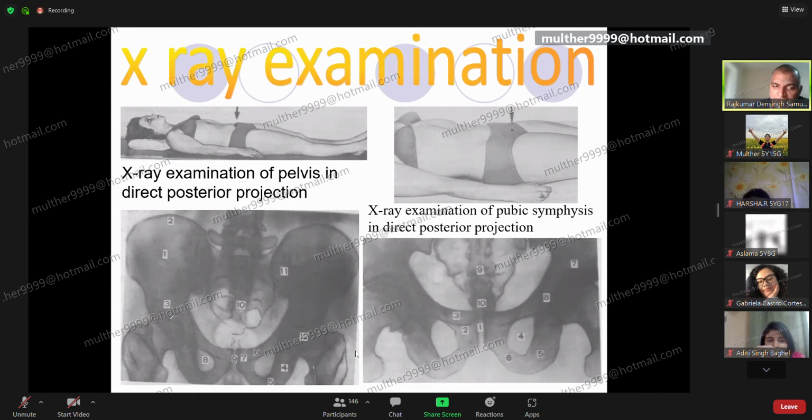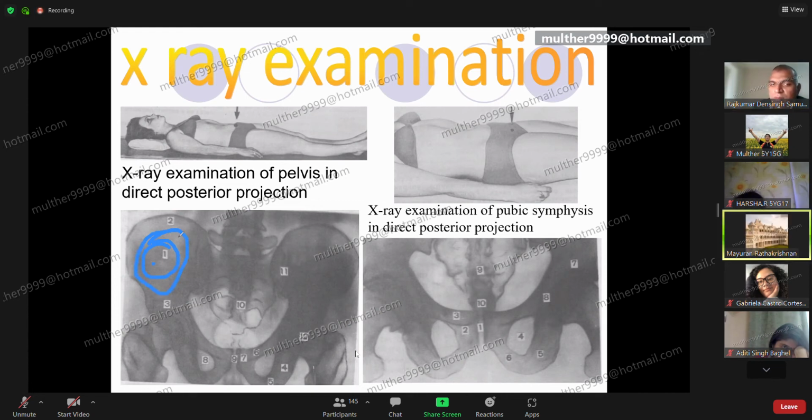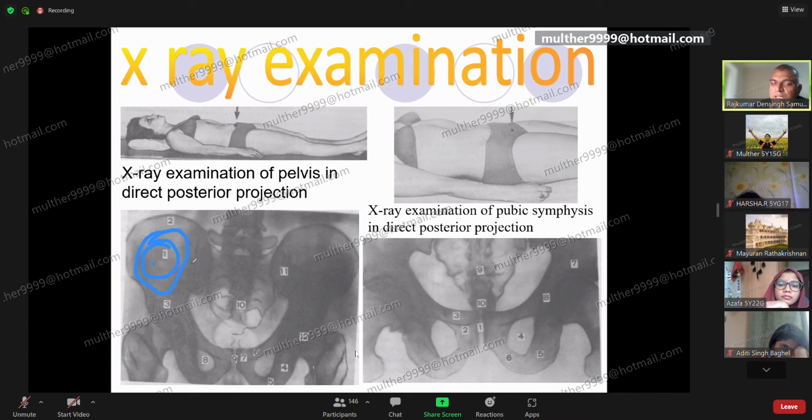So let's try to refresh our knowledge. What is the structure that is drawn here? What do we see here? Just now you told me, the wing of the iliac bone, the iliac fossa. We are checking how the wing of the iliac bone is. Is it normal or is there a fracture?